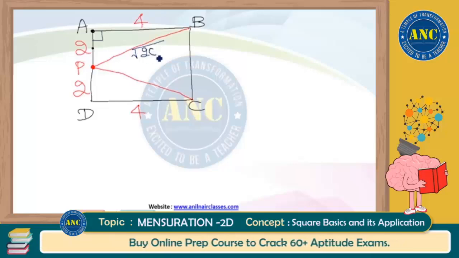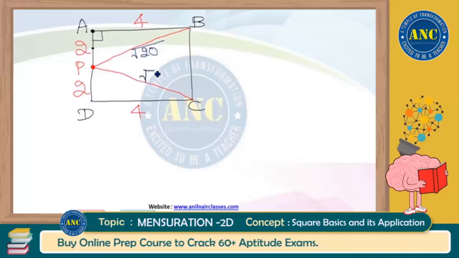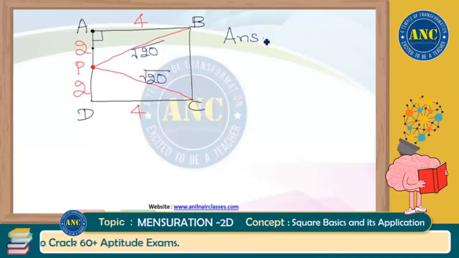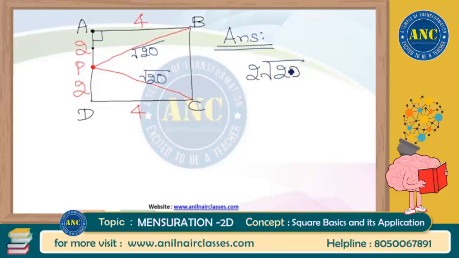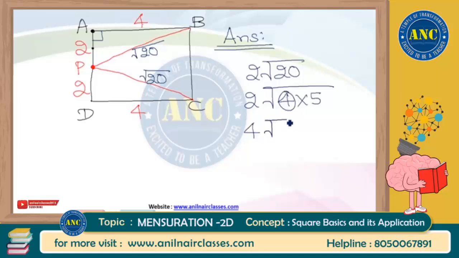16 plus 4 is 20. Same thing here also, square root of 4 square plus 2 square. So your final answer will be root 20 plus root 20. It is 2 times root 20, 2 into root of 4 into 5. Root 4 is 2, take it outside. 2 into 2 is 4.